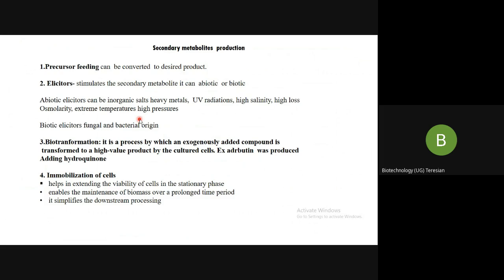So what we are doing, we are triggering the cells in such a way that we are putting them into stress so that they are able to produce the secondary metabolites. So elicitor stimulates the secondary metabolite production by addition of abiotic or biotic elicitors. So these are all bringing stress to your cells so that the cells can produce the secondary metabolites. So the cell dividing actually stops and they start producing the secondary metabolites in the stationary phase.